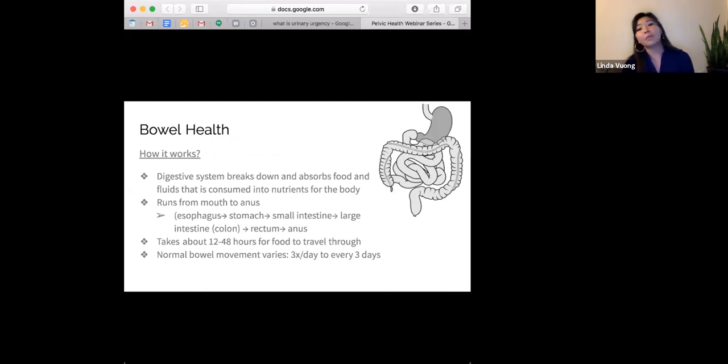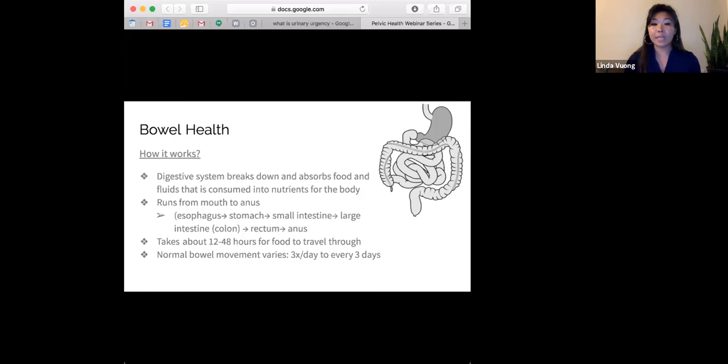The digestive system breaks down and absorbs food and fluids that are consumed to make nutrients for the body, which gives us the energy to do whatever we want to do. It runs from mouth to anus: esophagus, stomach, small intestine, large intestine, which can also be called the colon. Then it gets to the rectum and lets out at the anus. Depending on what you ate and how much you ate, it takes anywhere from 12 to 48 hours for food to travel from one end to the other.